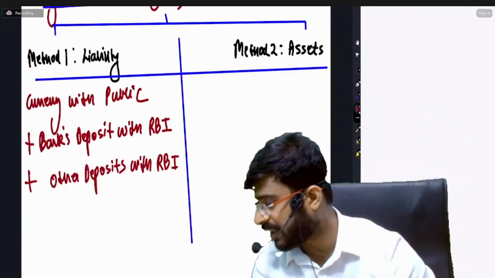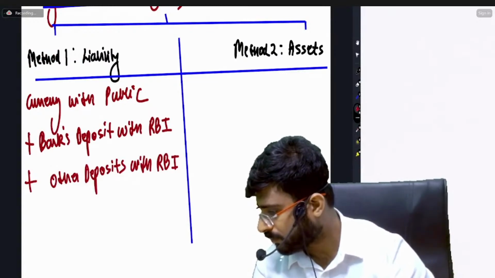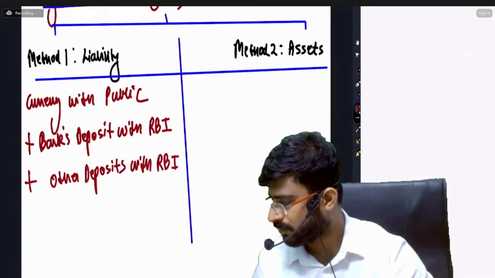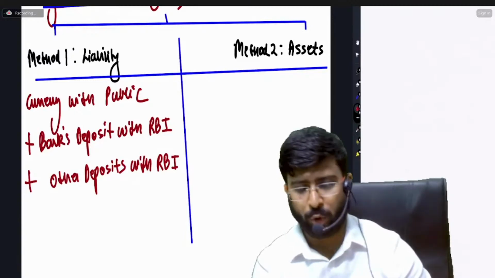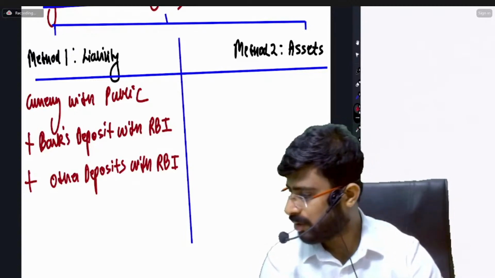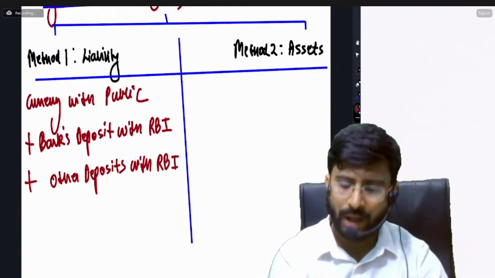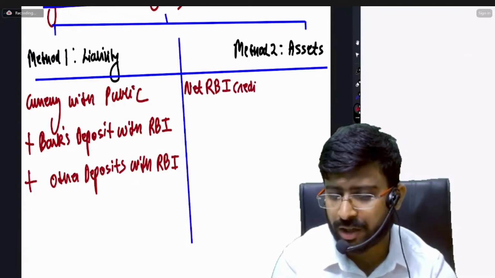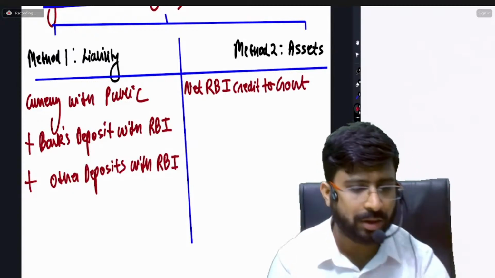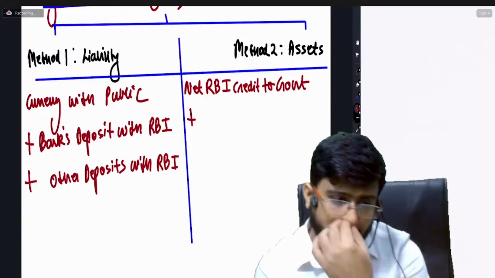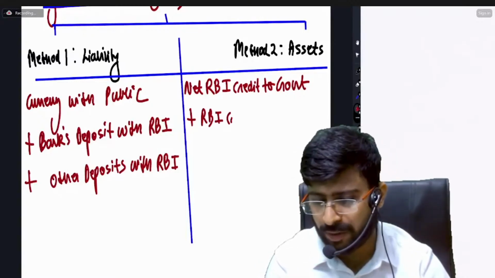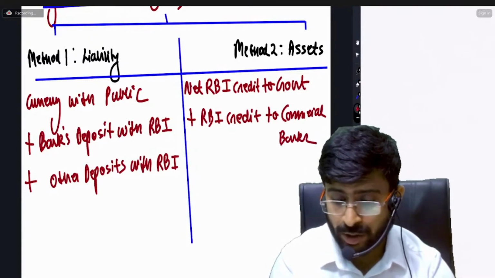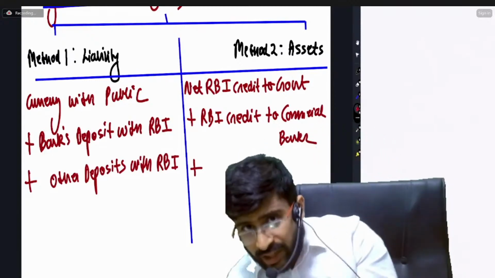But if you talk about the asset approach, okay. Method two, assets approach. The assets approach includes net RBI credit to government, credit given by RBI to government, plus RBI credit to commercial sector. Commercial sector could include commercial banks also. RBI credit to commercial banks, plus RBI claim on banks. Past money that RBI has to take from banks.